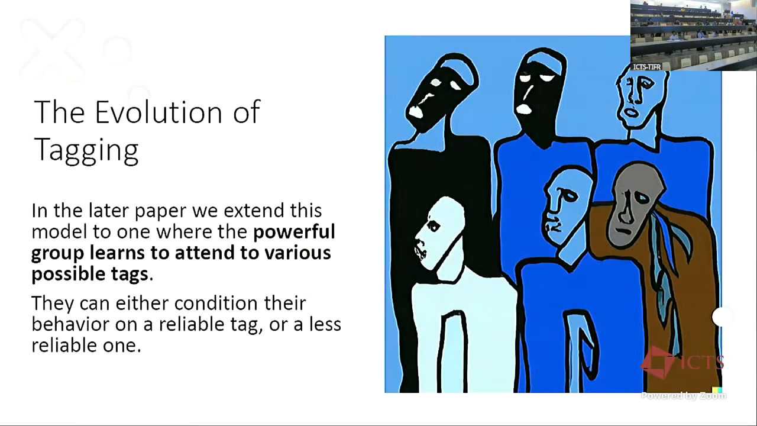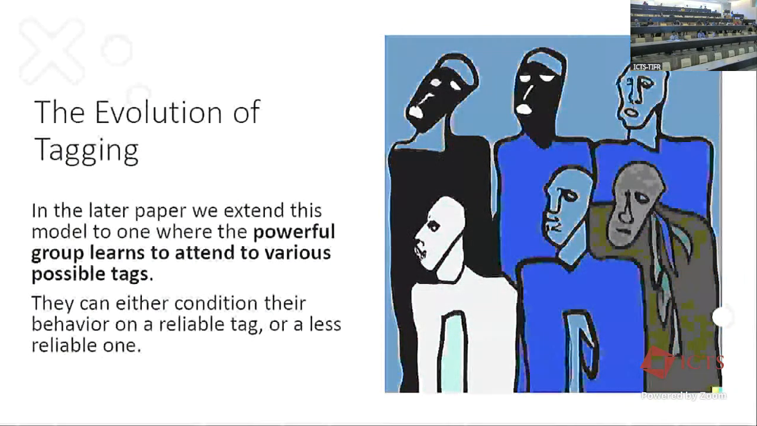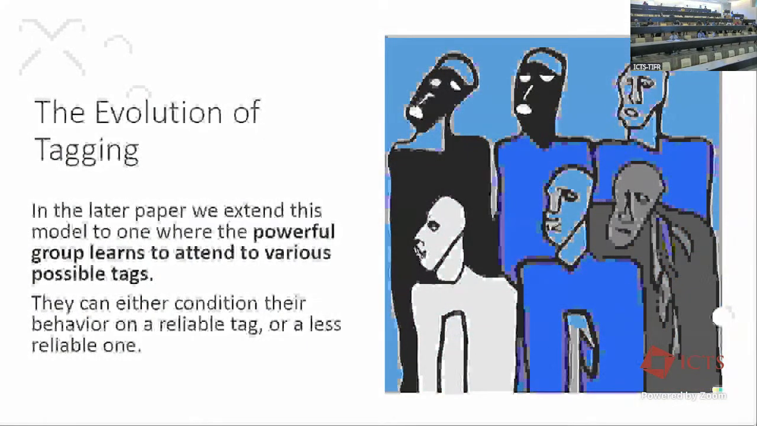All right, so what we do in the racial capitalism paper is extend this model to one where we ask, if I'm a powerful group and I'm learning to pay attention to tags, to discriminate on the basis of tags, to pick tags to condition behavior on, how would I do that? And what we do is set it up so that the powerless group has two tags, one of which is very reliable, it always identifies them, another of which is not very reliable.